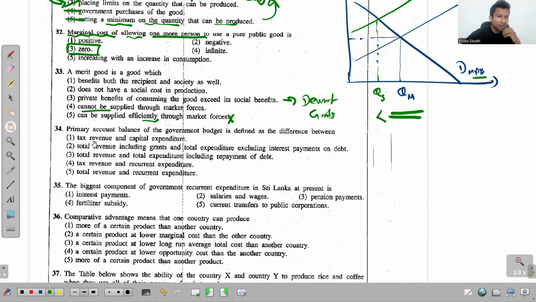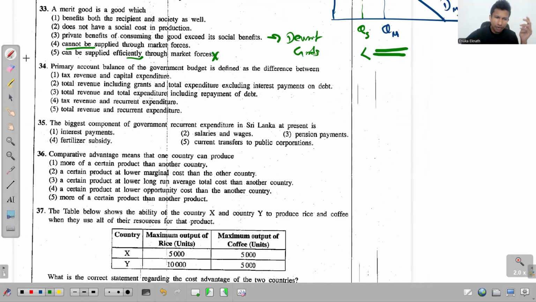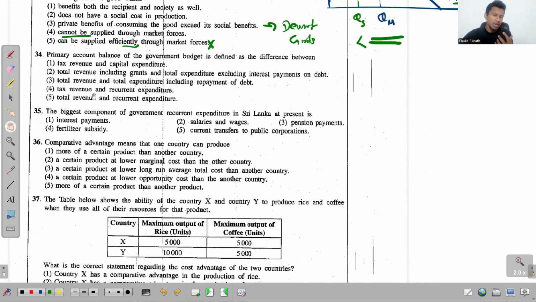Okay, so we'll move to this question 34. In question 34, it talks about the primary account balance of the government budget is defined as the difference between, okay, so these are like facts, right? You and me, we can't think about these things and change them, right? We can't develop logics for these. These are facts. So how do we calculate this primary account balance?